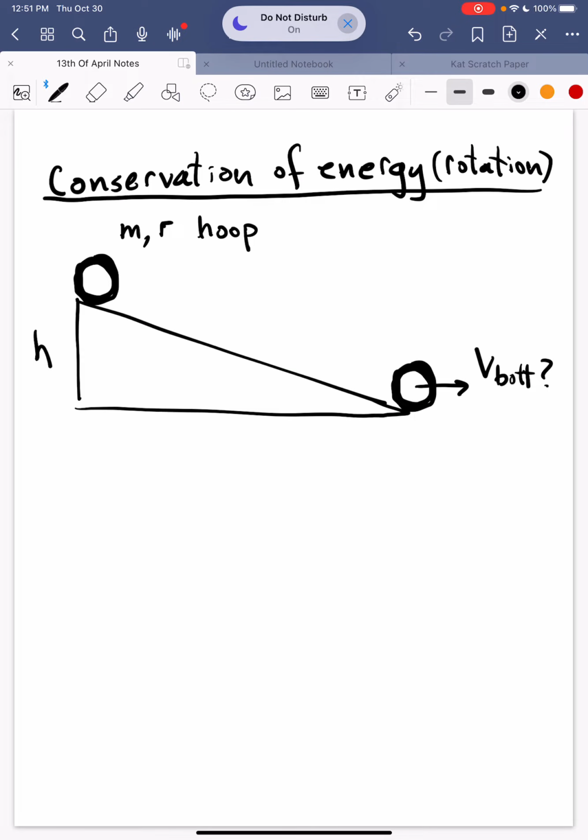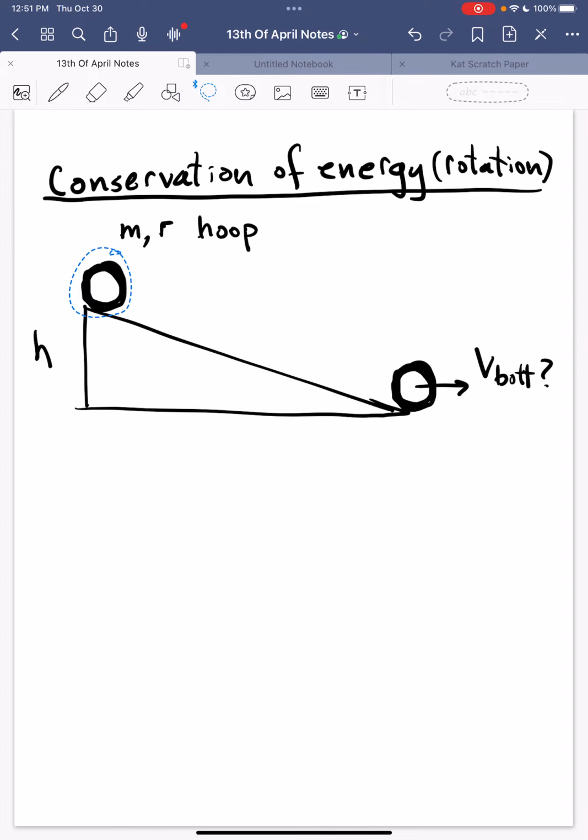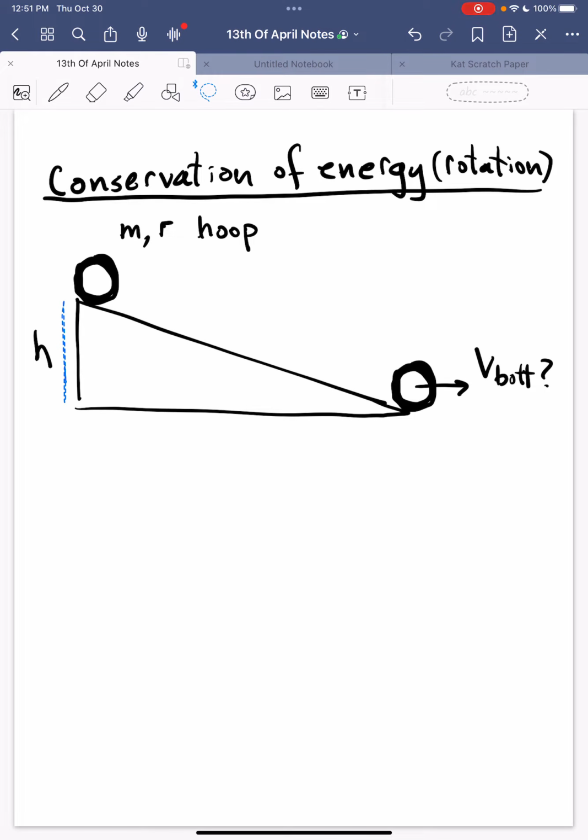I was asked in office hours if I could do an example problem that would include conservation of energy and rotation. So here's an example problem. Let's say we've got a hoop up here, and that means it doesn't have any mass in the middle. It's only got mass on the rim, and it's raised by a height of h on some ramp. And we release it from rest, and it rolls all the way down to the bottom, and what we want to know is what's the velocity of this thing at the bottom.